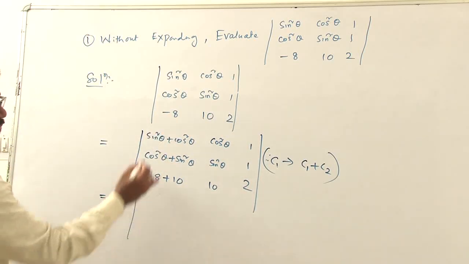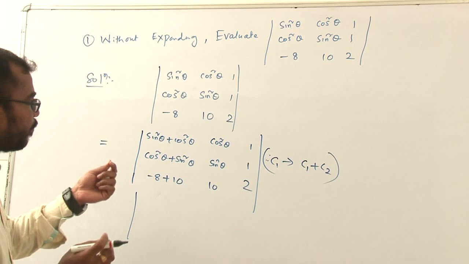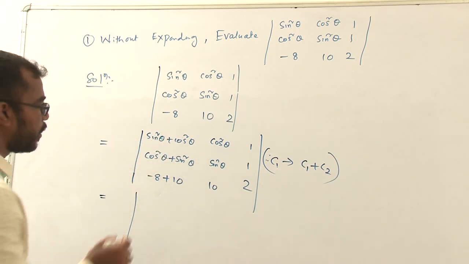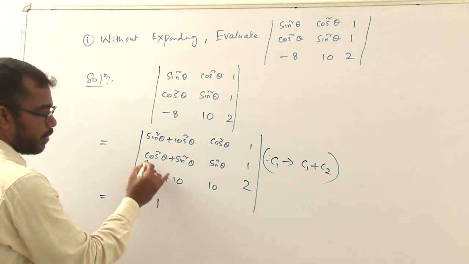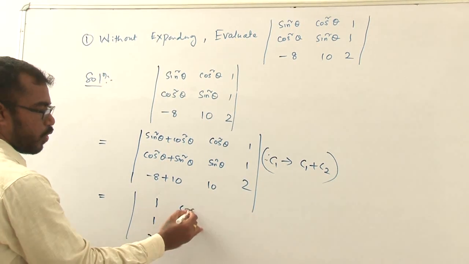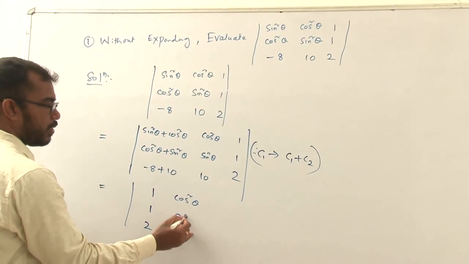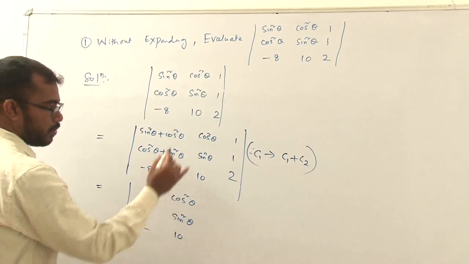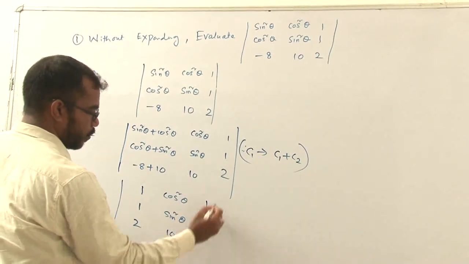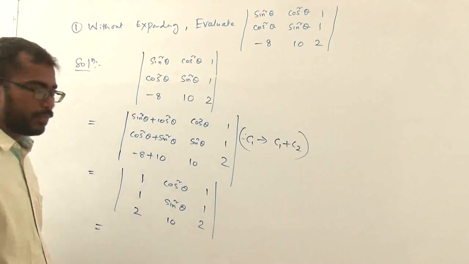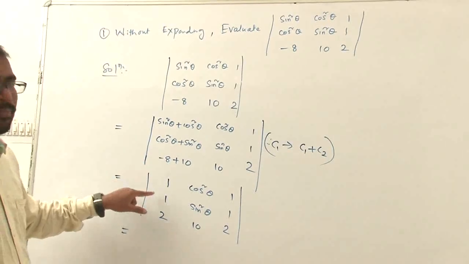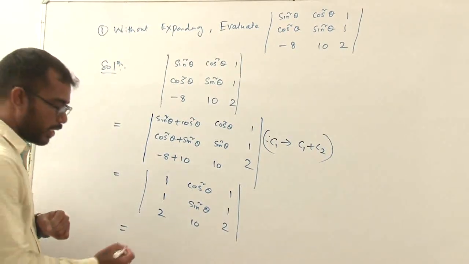Now, if we apply the formula, sin square theta plus cos square theta, as you know, is equal to 1. So we can write here 1, and the other is also 1, and that is 2. That is cos square theta, and the remaining stays the same because we only change column 1 and cannot change column 2 and column 3. So 1, 1, 2. If we calculate this determinant, you can write directly 0.